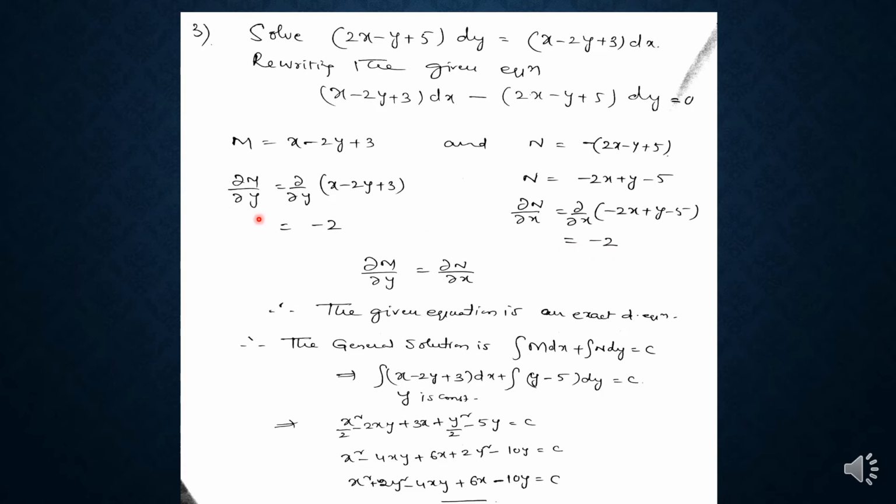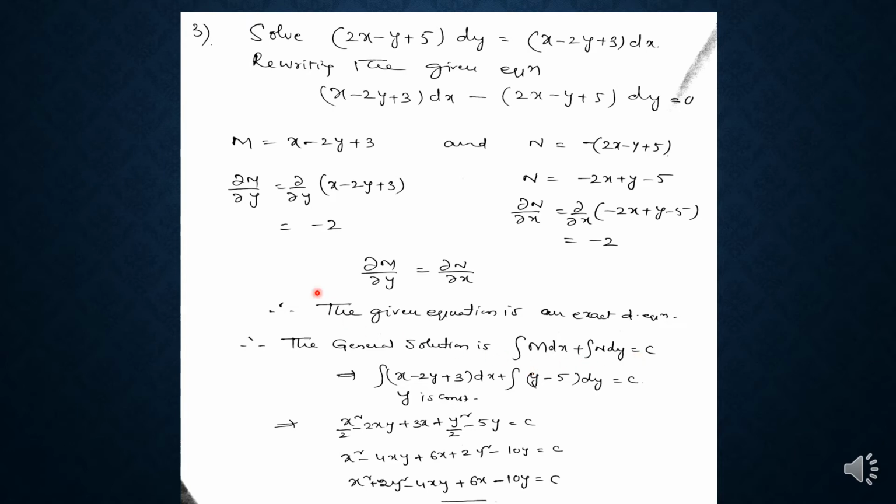See here, dou M by dou y is equal to dou N by dou x. These two values are equal. Therefore, we can say that the given differential equation is an exact differential equation. So after satisfying the condition of exactness, go for the general solution of the differential equation. So what is the general solution of the exact differential equation? That is integral M dx plus integral N dy is equal to c.